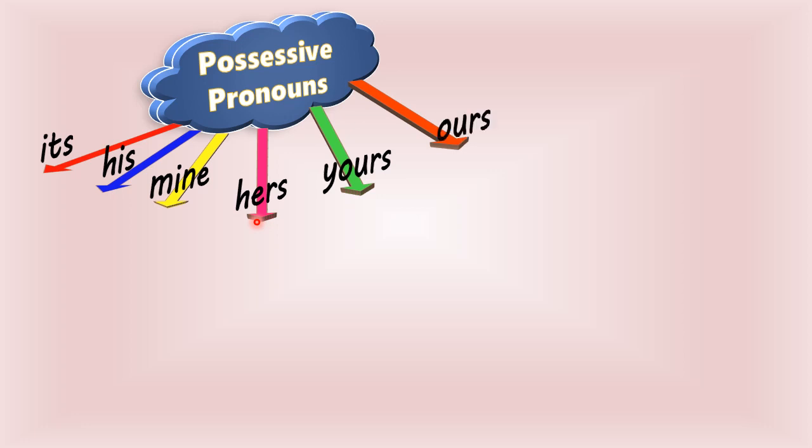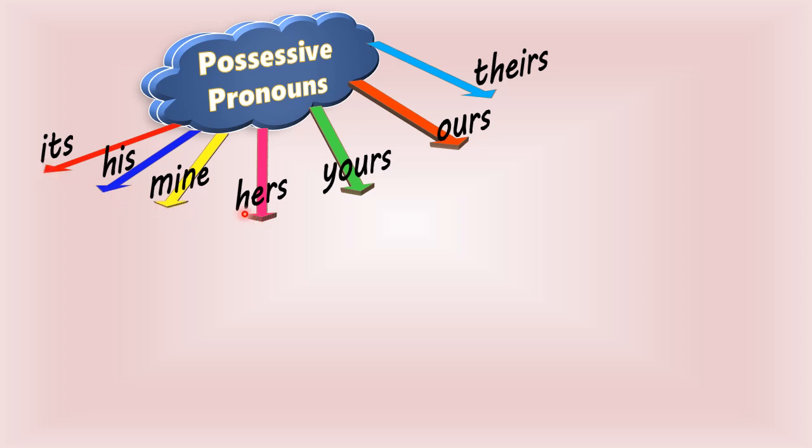Is it clear? Now see the next, ours. Ours is used for we, the first person pronoun, plural form. Is it clear, children? Now the last is theirs. Theirs is used for they, the third person plural pronoun. Is it clear? So these are the different forms of possessive pronouns: theirs, ours, yours, hers, mine, his, its.